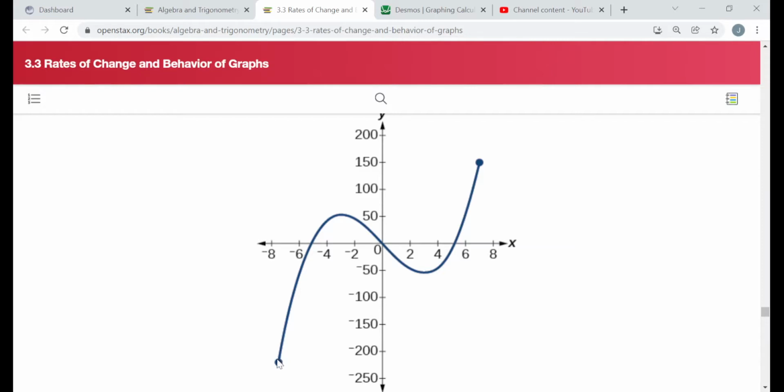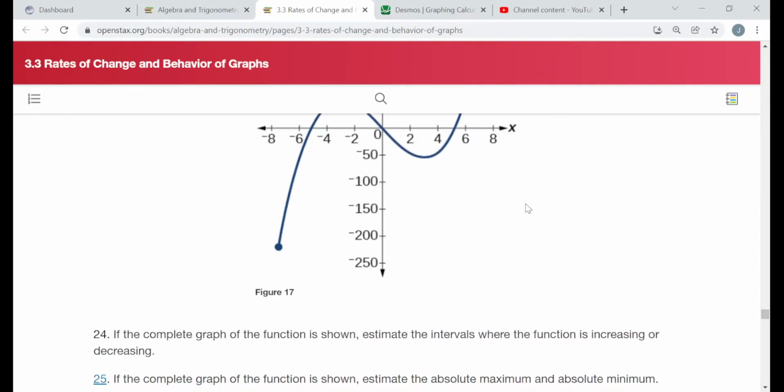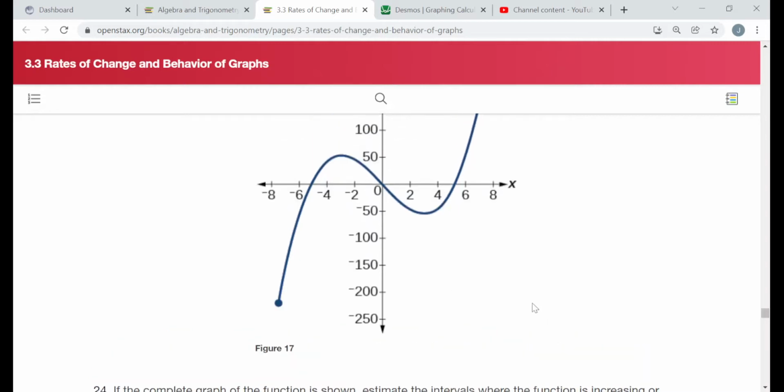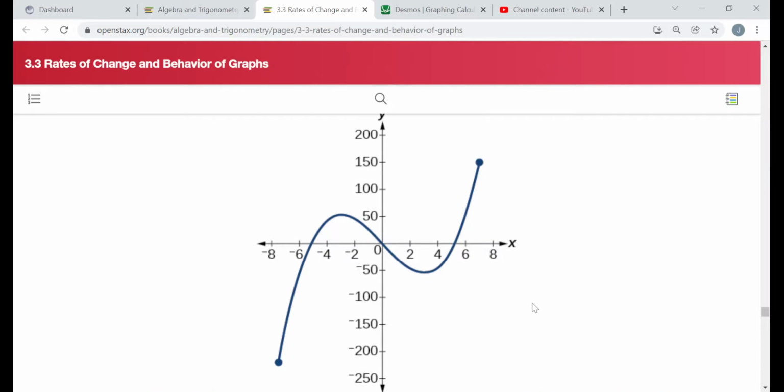Right. So if I'm going left to right, the graph starts at -7 on the x-axis and stops at +7. It doesn't go to infinity or negative infinity on the x-axis. So I hope that's clear why I'm putting this example in here. And again, we're asked in 24 to estimate the intervals where the function is increasing or decreasing. So once again, I'm going to make a very, very rough sketch of this and state those intervals.